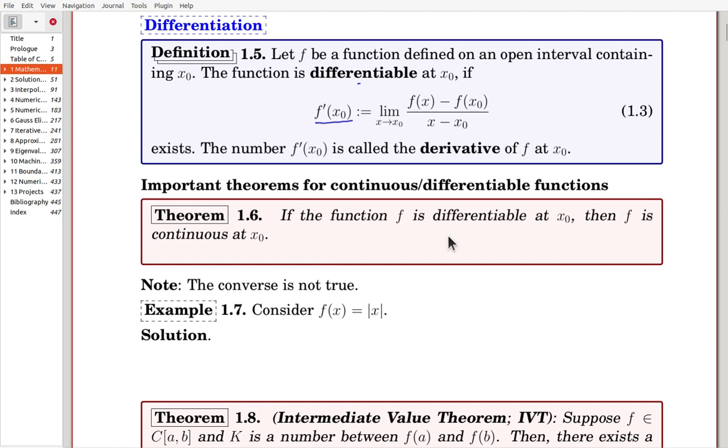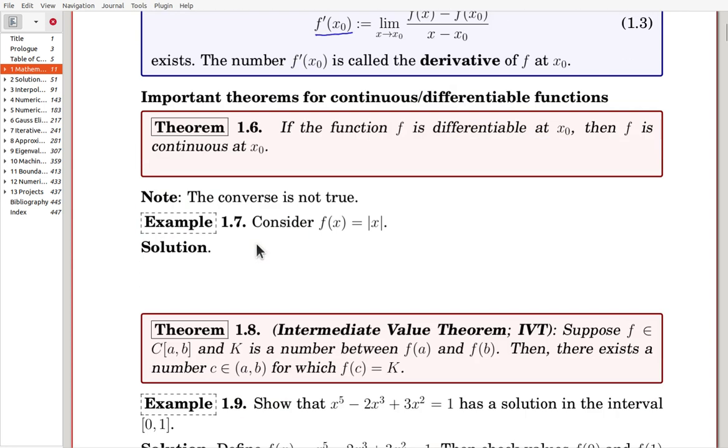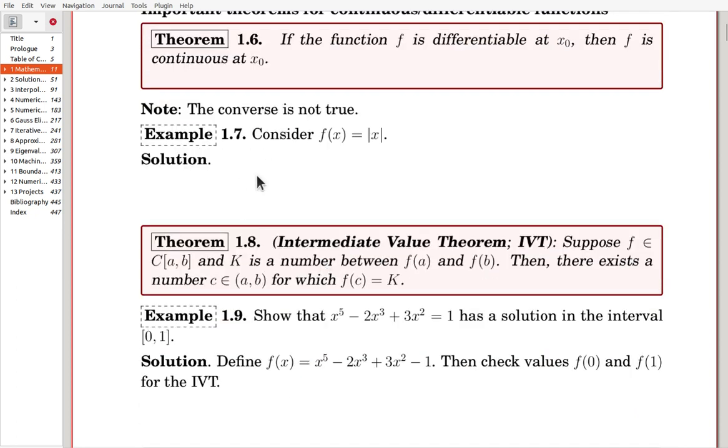Once a function is differentiable at a point, then the function must be continuous at that point. But the converse is not true in general. For example, for this function, f(x) equals the absolute value of x, it is continuous.